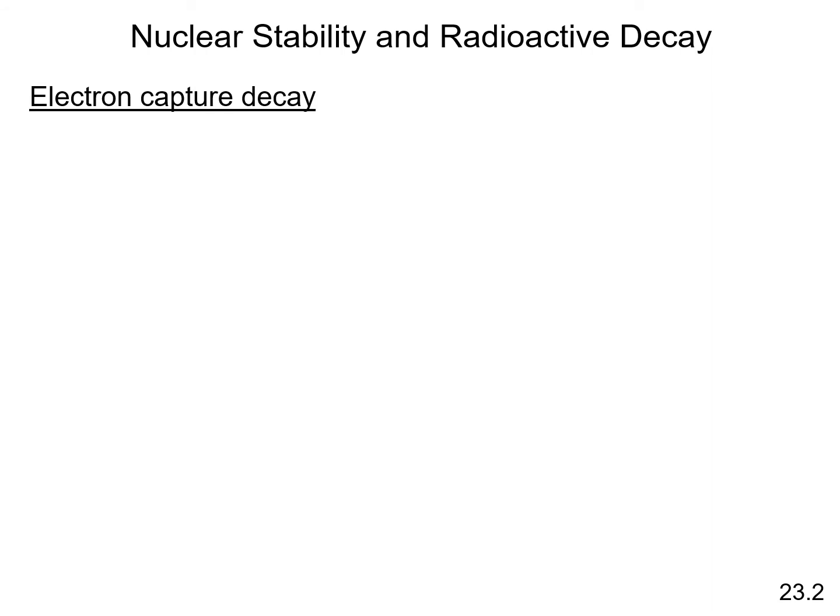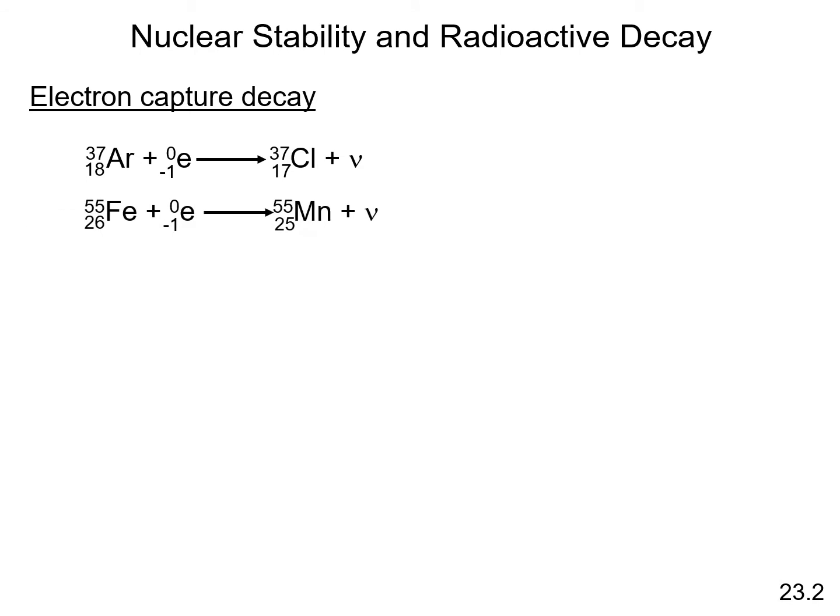Another one is electron capture decay. The unstable atom or nuclei can react with an electron, giving you a new element and a certain level of energy. Just like in our given examples here, argon-37 converted into chlorine-37, and iron-55 converted into manganese. So what happens here? A proton combines with an electron to form a neutron.